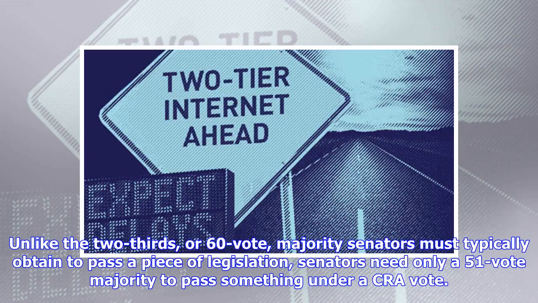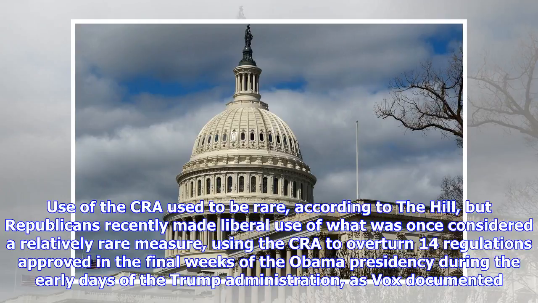Unlike the 2/3, or 60-vote, majority senators must typically obtain to pass a piece of legislation, senators need only a 51-vote majority to pass something under a CRA vote. Use of the CRA used to be rare, according to The Hill, but Republicans recently made liberal use of what was once considered a relatively rare measure, using the CRA to overturn 14 regulations approved in the final weeks of the Obama presidency during the early days of the Trump administration, as Vox documented.